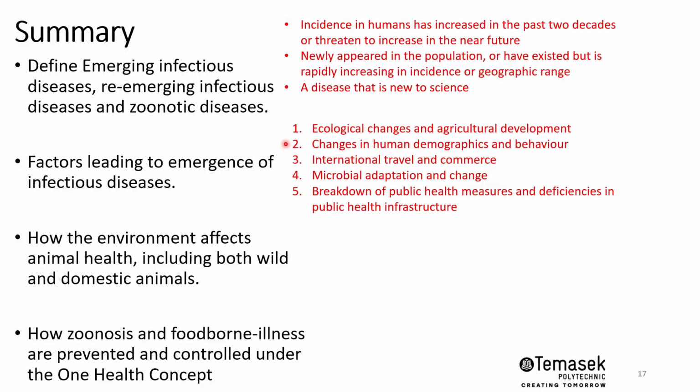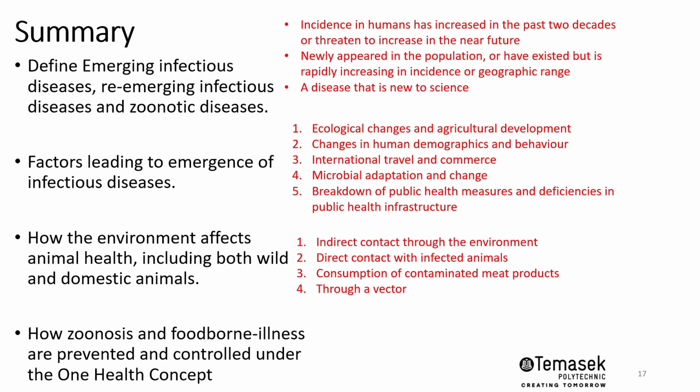And the last point here is on how zoonosis and foodborne illnesses are prevented and controlled under the One Health concept. Remember, we talked about the three different areas of cooperativeness and interrelatedness. So it's important that we embrace the concept of One Health so that we can work together to actually reduce the incidence of zoonosis and foodborne illnesses.